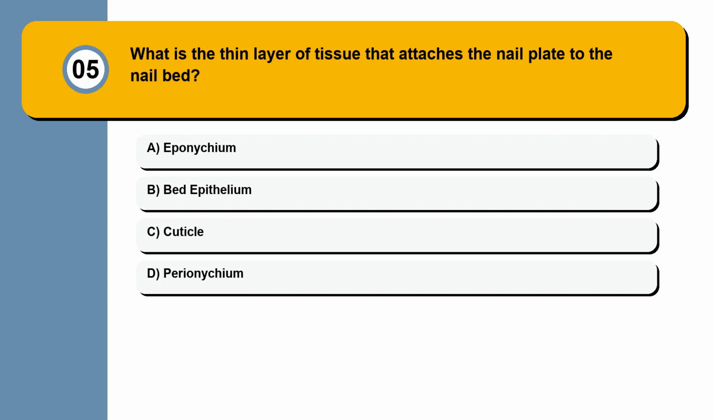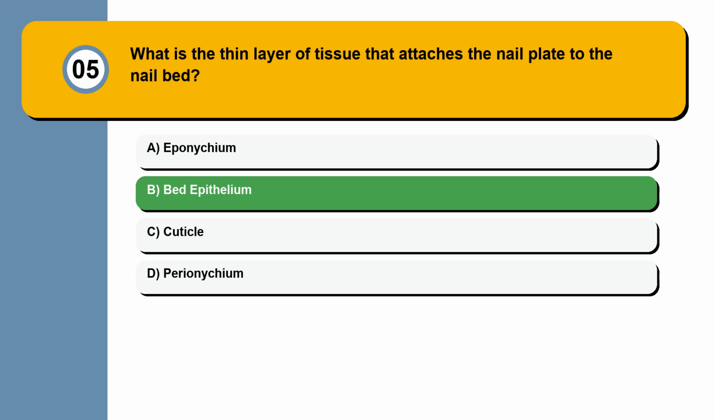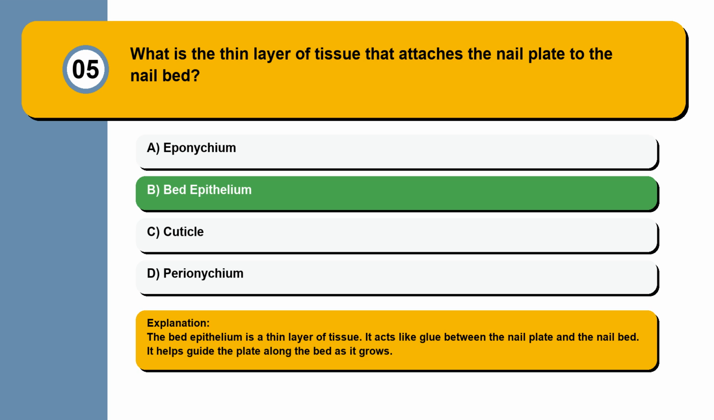Question 5. What is the thin layer of tissue that attaches the nail plate to the nail bed? Eponychium, bed epithelium, cuticle, perionychium. The bed epithelium is a thin layer of tissue. It acts like glue between the nail plate and the nail bed. It helps guide the plate along the bed as it grows.